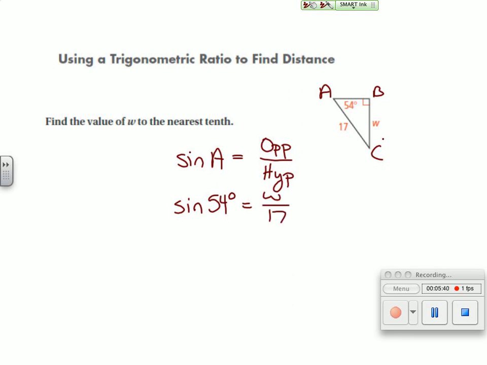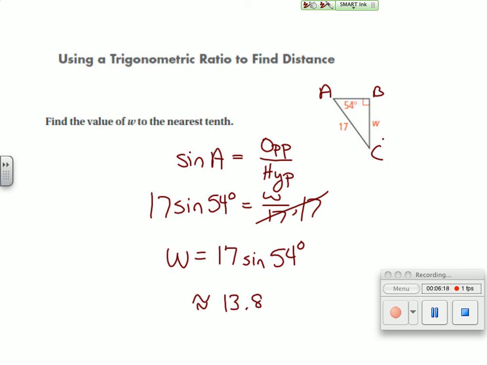When the value that you're looking for is in the numerator, all you do is multiply sine of 54 degrees by 17. Multiply both sides by 17. The right side will cancel out, and I get W equals 17 times the sine of 54 degrees. And tomorrow we'll talk about how you're going to put this in the calculator. You just have to have the right mode set on your calculator for degrees, and it'll put out an answer, and the answer is approximately 13.8. So our distance W is approximately 13.8.